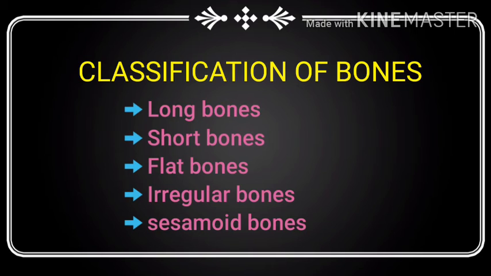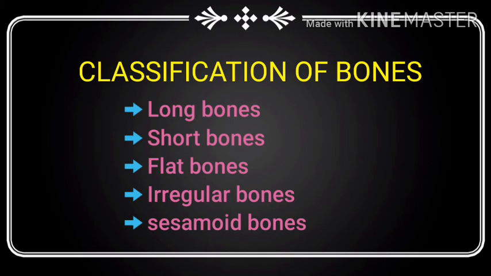Next one is flat bones. Flat bones consist of two plates of compact bone. Example, flat bones of the skull. Next one is irregular bones. Irregular bones have various shapes. Example, the facial bones and the vertebrae. The bodies of vertebrae have some features of long bones.